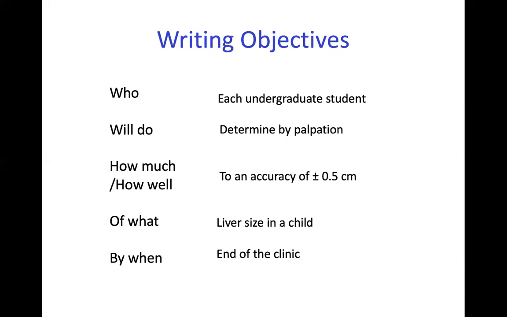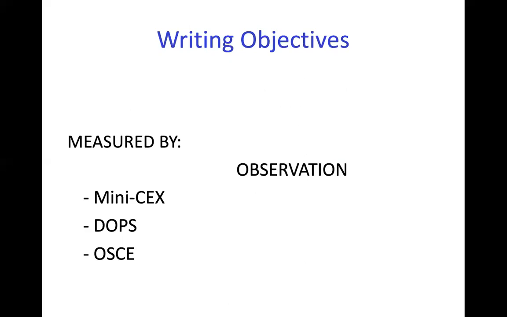The second example is: each undergraduate student will determine by palpation, to an accuracy of plus or minus 0.5 centimeter, the liver size in a child at the end of the clinic when he is in the rotation there. So this can be done using observation, and the tools that can be used for this are the mini clinical evaluation exercise, directly observed procedural skills, and OSCE.